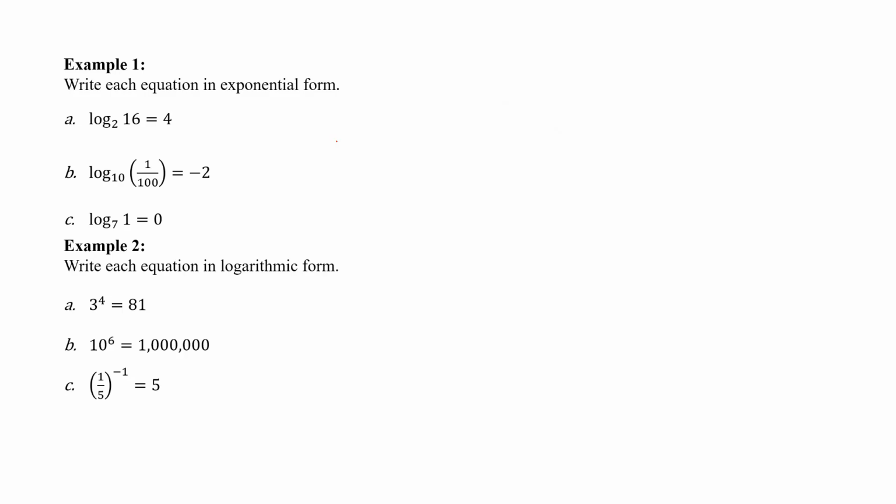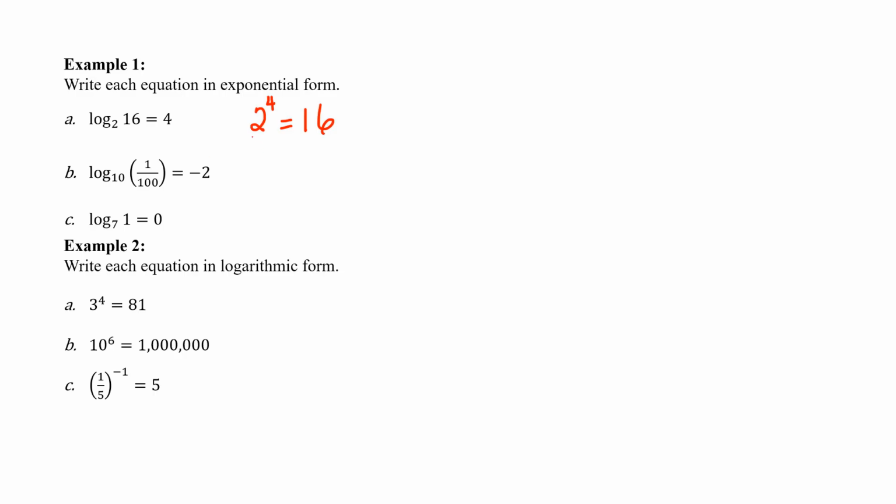So first of all, let's practice changing logarithmic form to exponential form and vice versa. So log base 2 of 16 equals 4. Remember how we rearrange this? 2 is the base, 4 is the log or exponent, and 16 is the number you get when you raise that base to that exponent.